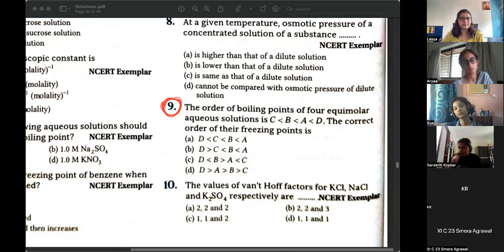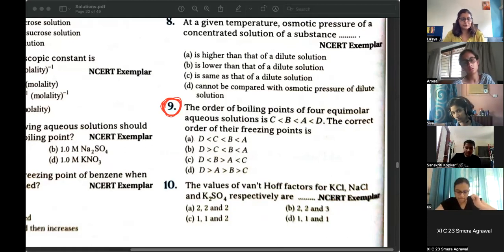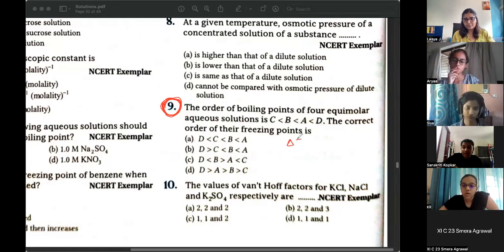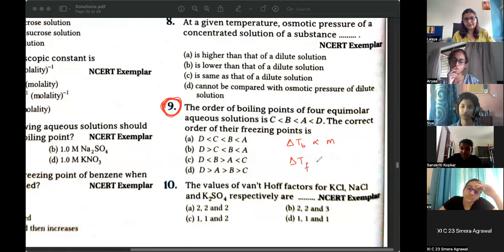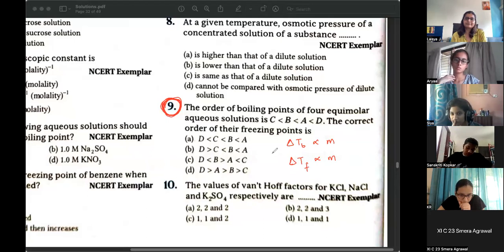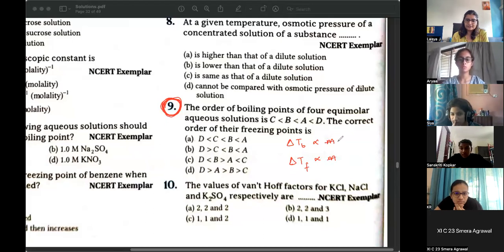So right now, look at question number 9. Again, it's more concept related. There are only two things you need to use in this: elevation in boiling point is directly proportional to the concentration, and depression in freezing point is also directly proportional to the concentration. So you need to use this. Or rather than concentration, think of it as the number of particles. How would we know? We don't even know the solutes.